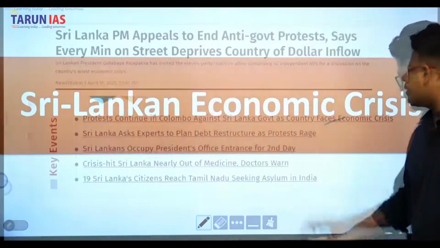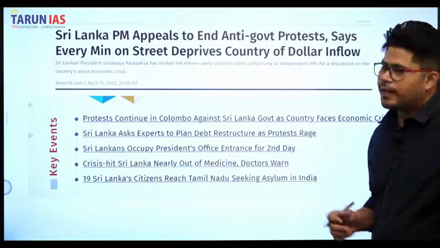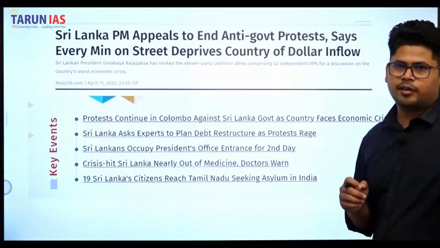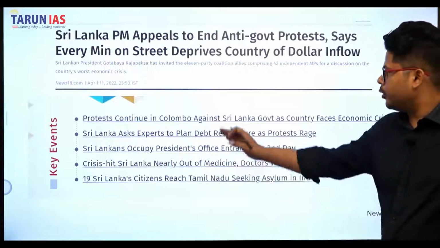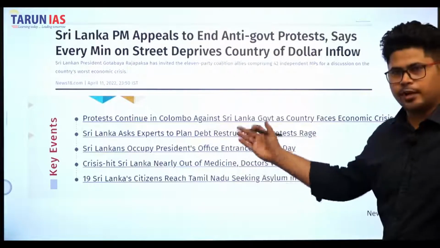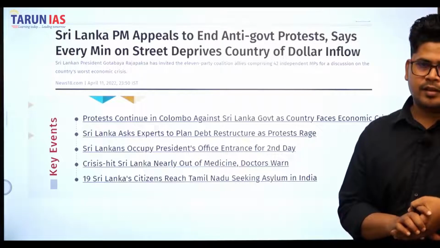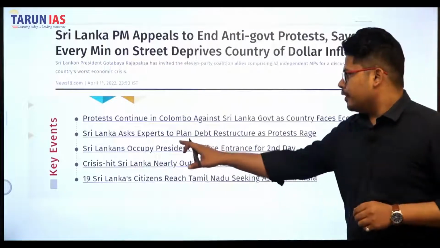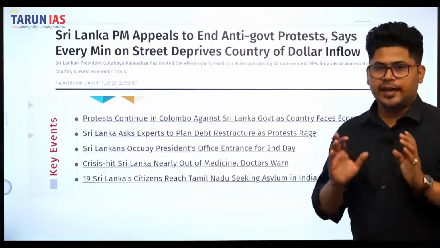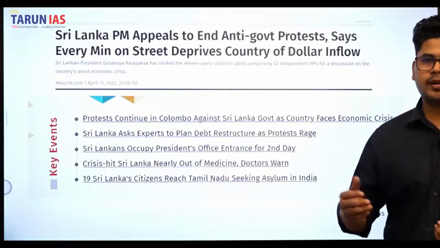Now why in news? Because the Sri Lankan PM has appealed to the anti-government protesters to end their protests. During these events, protests have continued in Colombo and in other cities also like Kandy. Sri Lanka asks experts to end. A very important point is they have asked the experts to plan a debt restructuring plan. We will be looking into what it is.